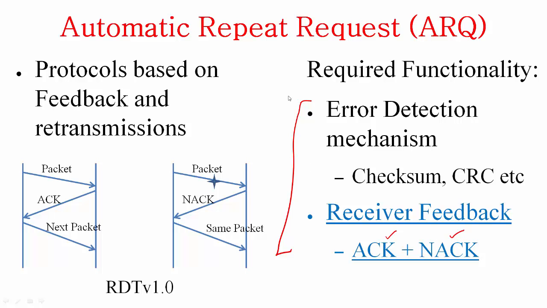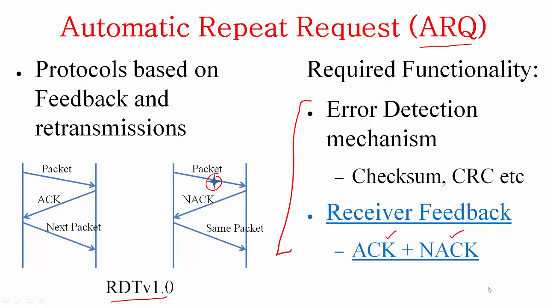Now, protocols based on this feedback and retransmission mechanism are called automatic repeat requests. They are called ARQ protocols. So here is our first version of reliable data transfer protocol in action. You send a packet. When you receive an ACK, you send the next packet. On the other hand, if you send a packet and some bits are corrupted, the receiver sends a NAC, and on receipt of the NAC, you resend the same packet because you realize that this packet is corrupted.